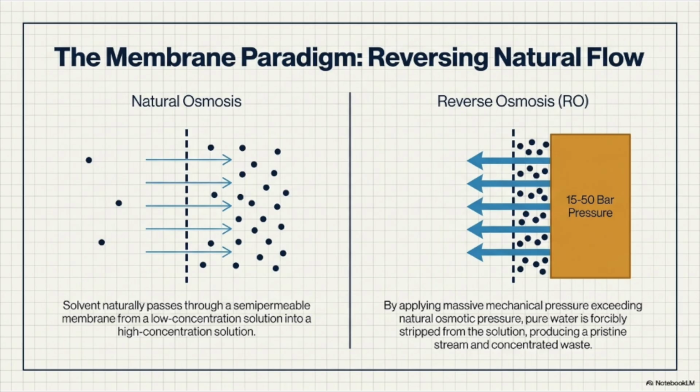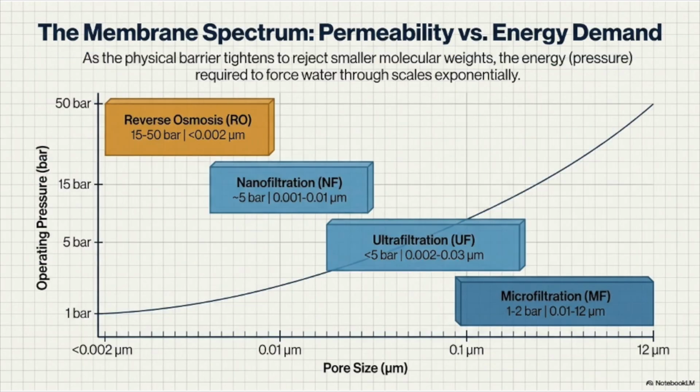Let us now shift focus to the membrane paradigm, which reverses the natural flow of water. In natural osmosis, solvent naturally passes through a semi-permeable membrane, moving from a low concentration solution into a high concentration solution. In reverse osmosis, this natural process is reversed by applying massive mechanical pressure ranging from 15 to 50 bar, exceeding the natural osmotic pressure. This forcibly strips pure water from the solution, producing a pristine stream on one side and concentrated waste on the other.